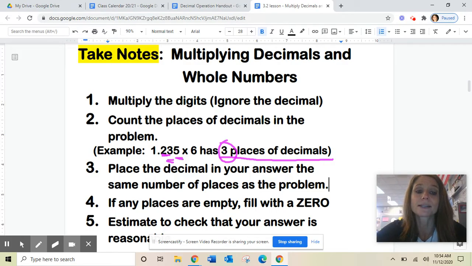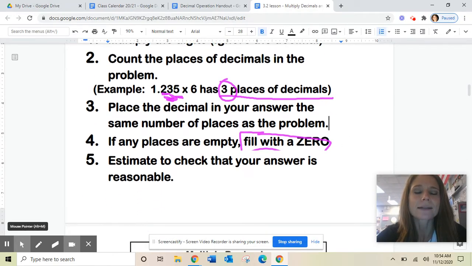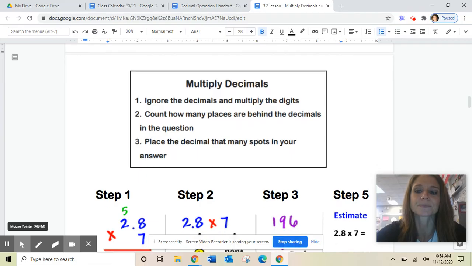Sometimes those places that we need to be decimals have no numbers in them. And if that's the situation, we will fill those in with zeros. Just like we did when we were adding and subtracting decimals, if a hundredths place was empty, we can fill it in with a bunch of nothing. And then we always want to estimate and just check that our answer is close. So maybe you multiplied well, but your decimal's in a weird spot. Estimation will help you catch that mistake before it becomes a permanent mistake.